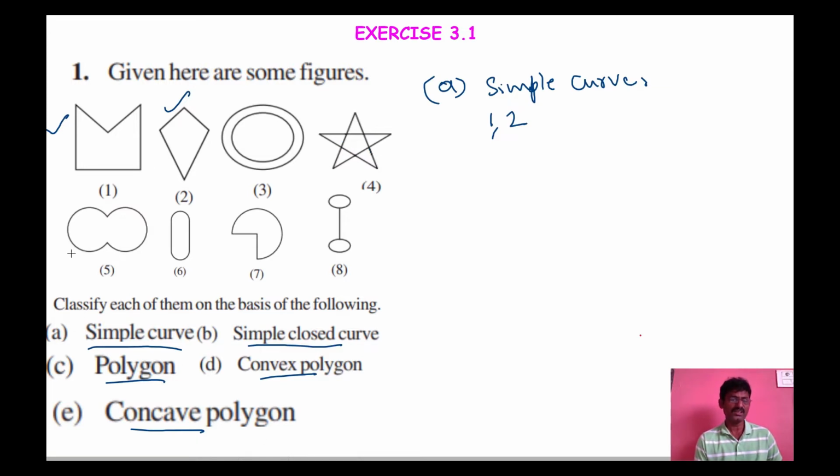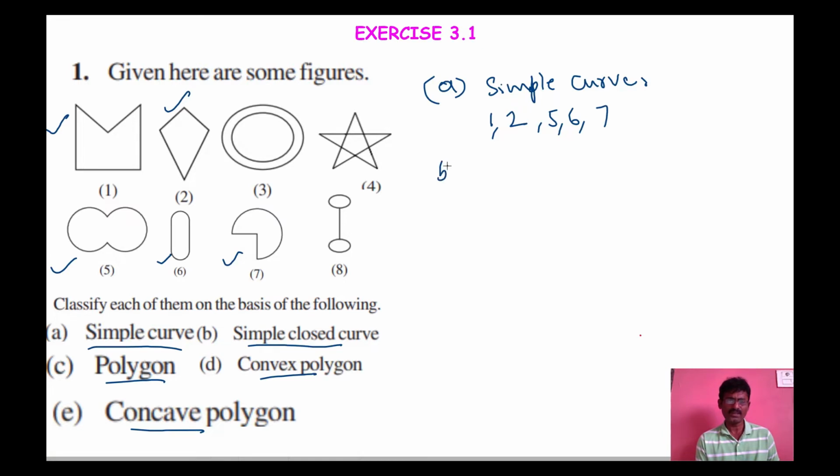Then the fifth one is also a simple curve. Sixth is also a simple curve. So 5, 6, 7 are also simple curves. Then the eighth one, if you want to draw this, we need to draw two circles and then join them. Or otherwise, first draw a circle, here it is completed, then once again we need to start from here. So it is not a simple curve. So 1, 2, 5, 6, 7 are the simple curves.